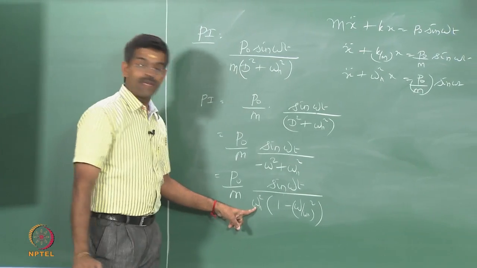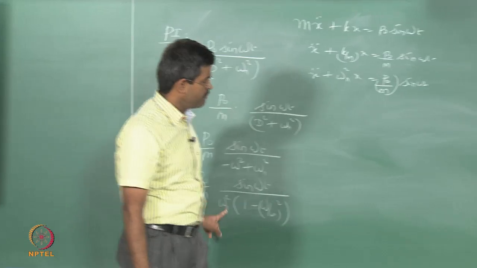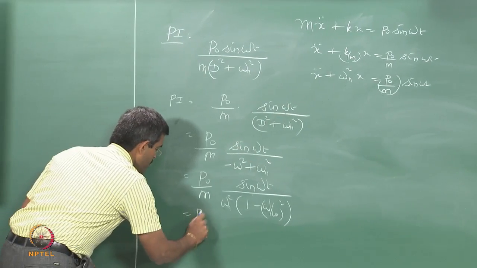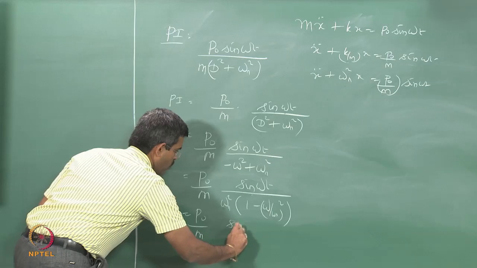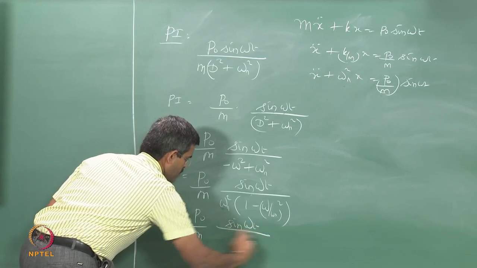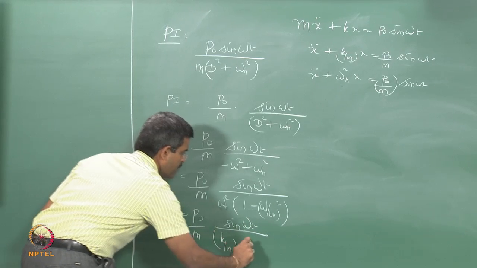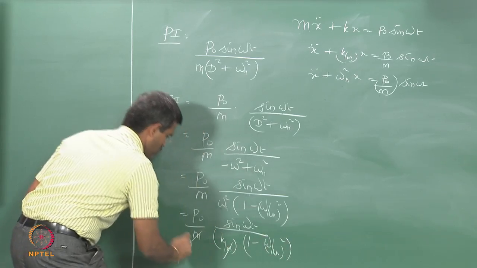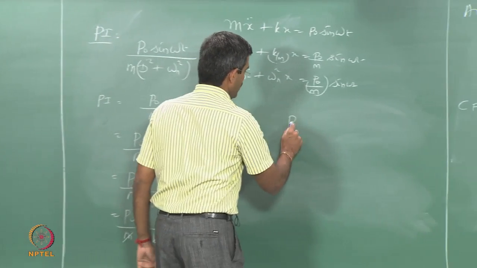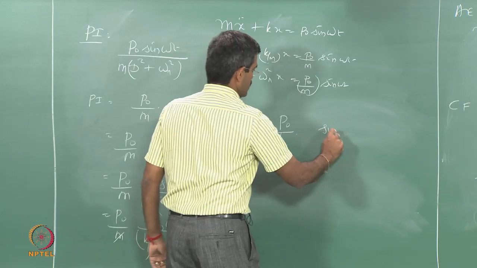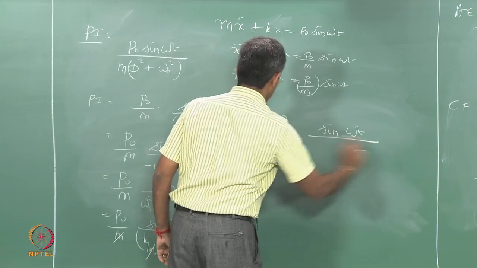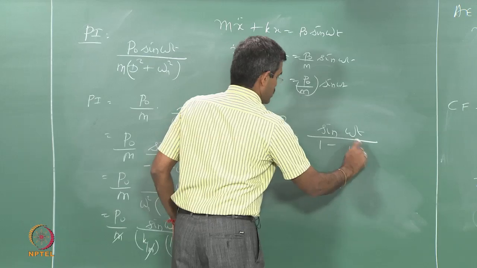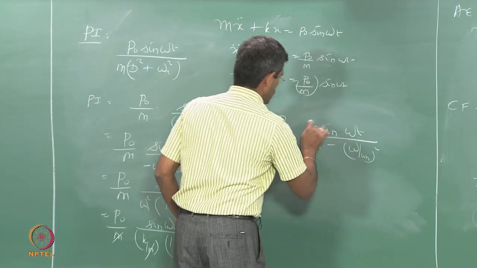Omega n square is k by m, we already know that k by m is omega n square. So, I substitute here P naught by m sin omega t, k by m times 1 minus omega by omega n square. The m goes away, and it becomes P naught by k sin omega t by 1 minus omega by omega n the whole square.